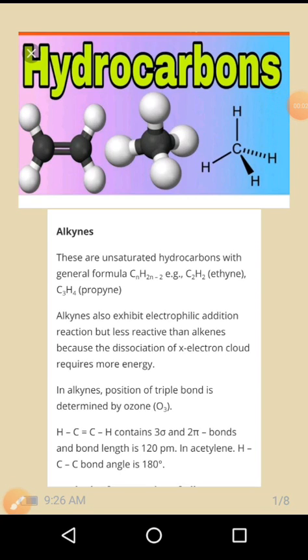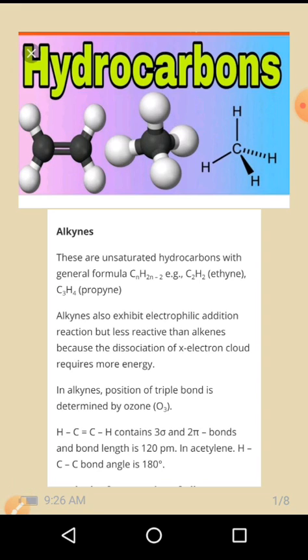In this class, we are going to discuss the topic alkynes. These are unsaturated hydrocarbons with the general formula CnH2n minus 2. For example, C2H2 ethyne, C3H4 propyne, like that.